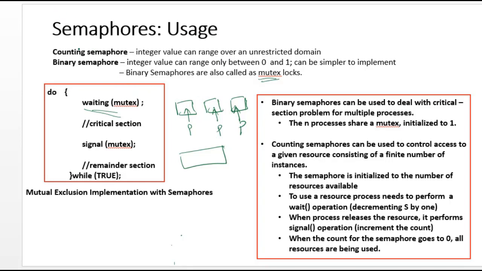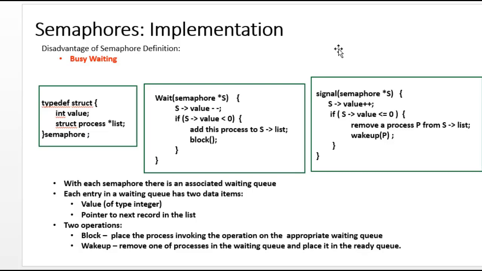We have 2 types of semaphores: counting semaphore and binary semaphore. In case of a counting semaphore, the integer value can range over an unrestricted domain. In case of a binary semaphore, it can range only between 0 and 1. Okay, I hope this slide is clear. I'll proceed.